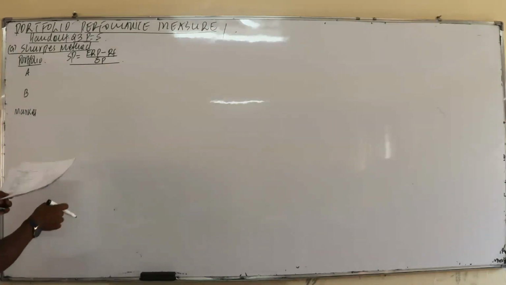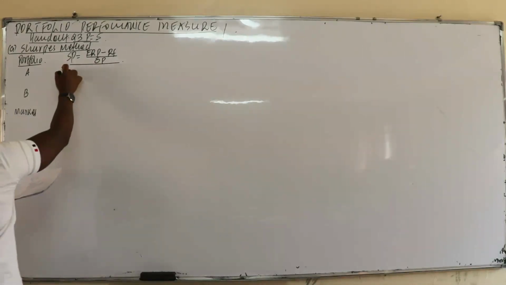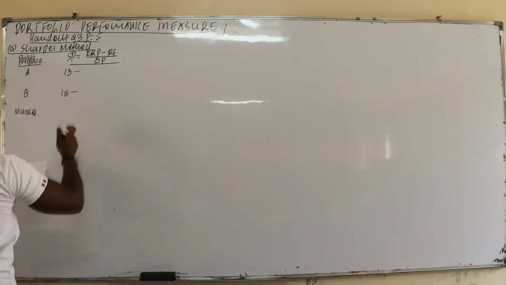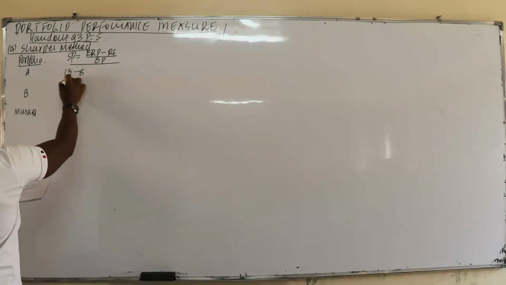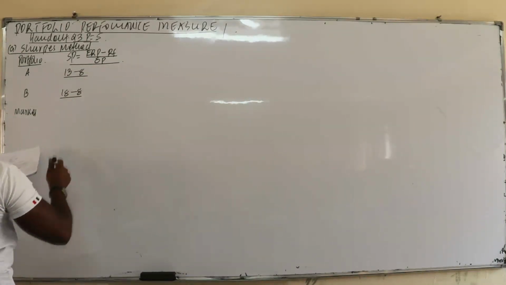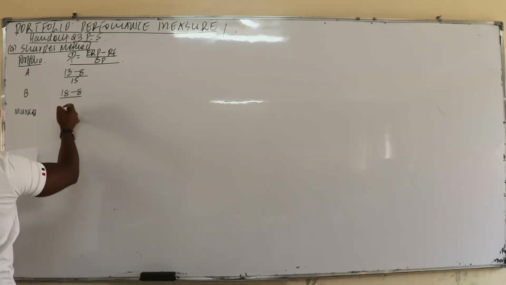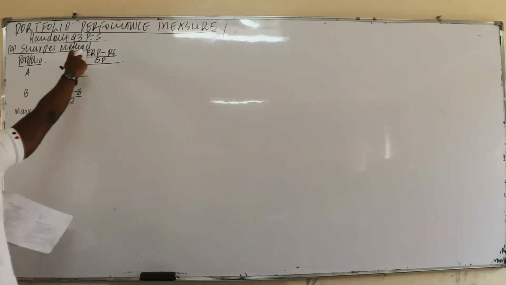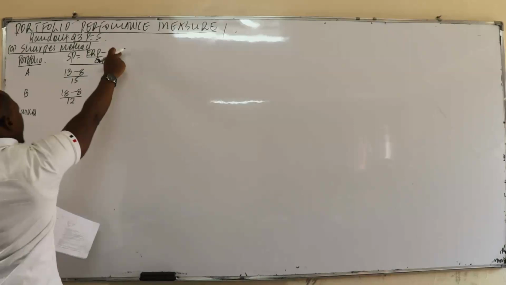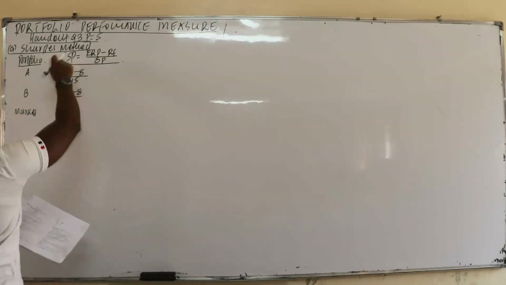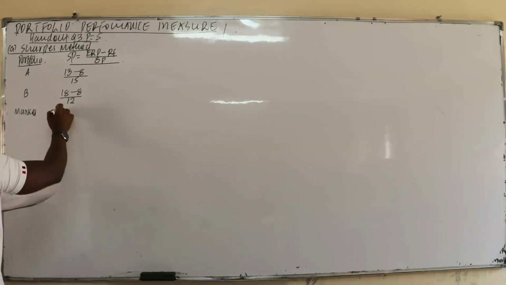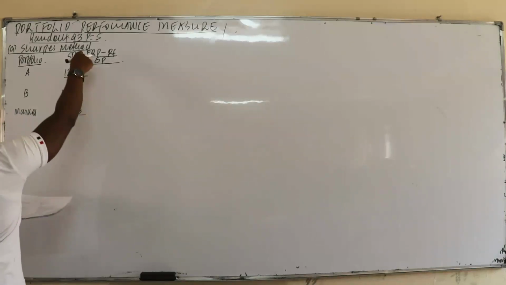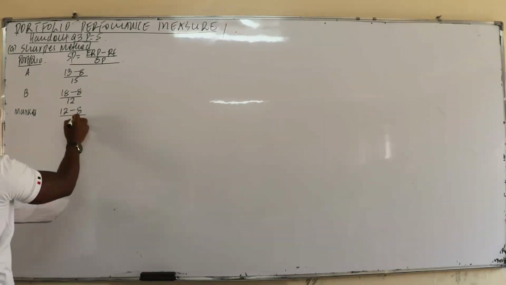We already have the expected returns. Expected return of portfolio A is 13, here we have 18 for B. We minus the risk-free rate, which is 8. Then you divide by the standard deviation of the portfolio. Portfolio A is 15. Portfolio B is 12. Then you also need to compute for the market. For the market, you take the expected return of the market minus the risk-free rate, divided by the standard deviation of the market. The expected return of the market is 12, you minus the risk-free rate, which is 8, and divide by the standard deviation of the market, which is 8.